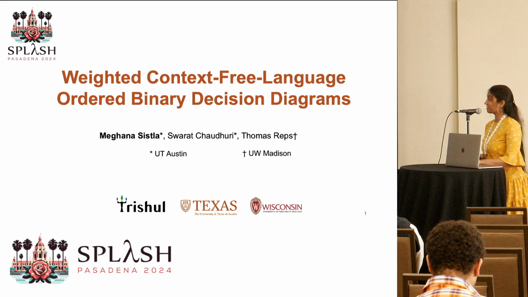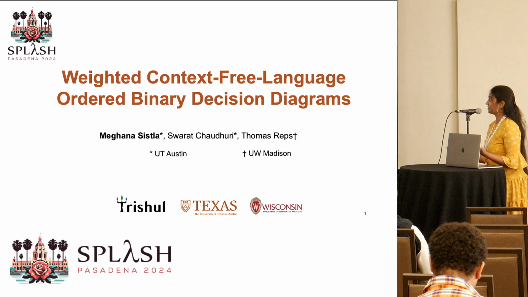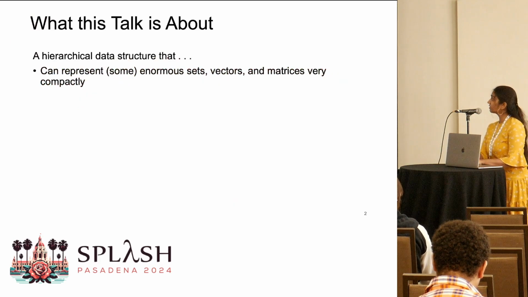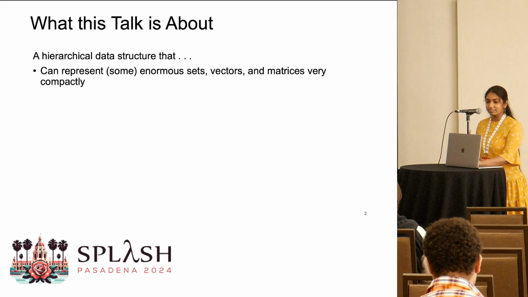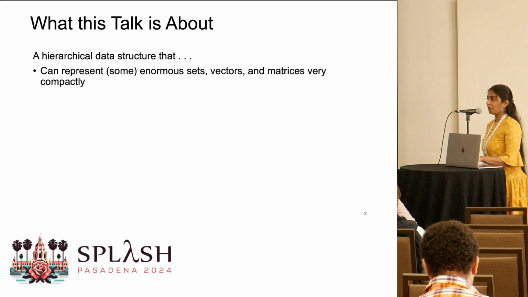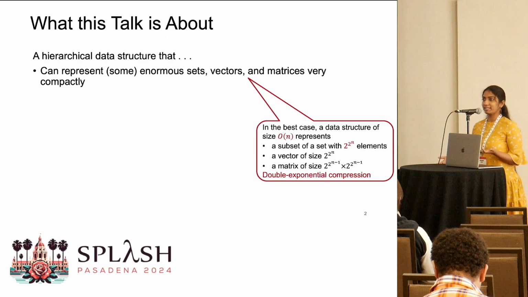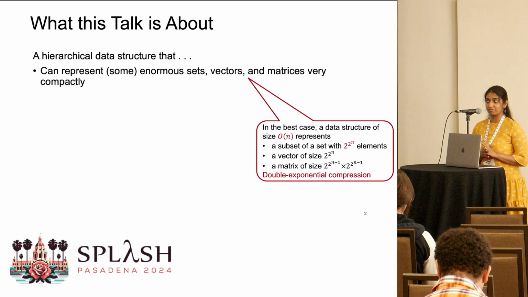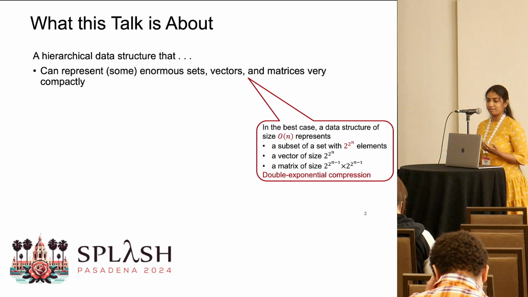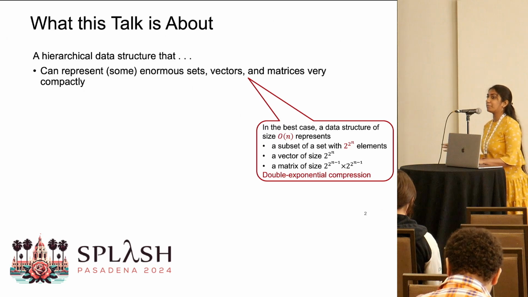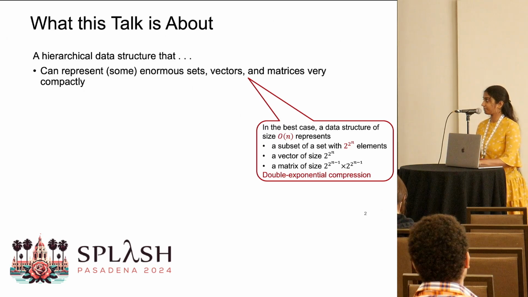So what are decision diagrams? It's a hierarchical data structure that can represent enormous sets, vectors, or matrices very compactly. What do I mean by this? In the best case, an OBDD data structure of size n can represent a set with 2 to the power n elements efficiently. So you get an exponential compression using this.